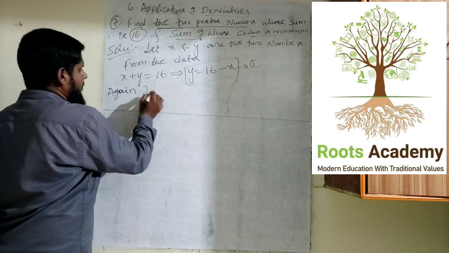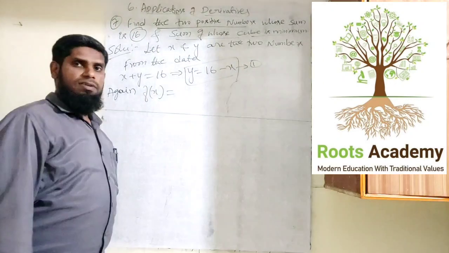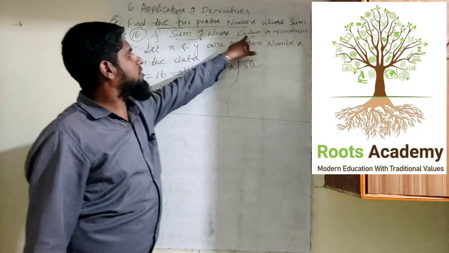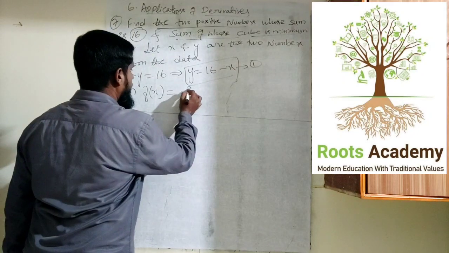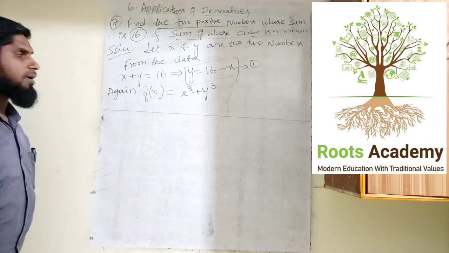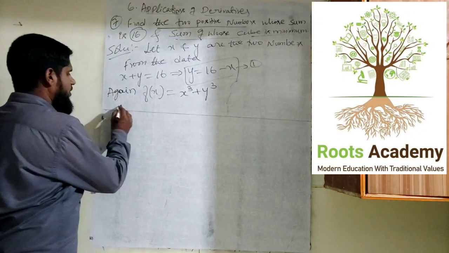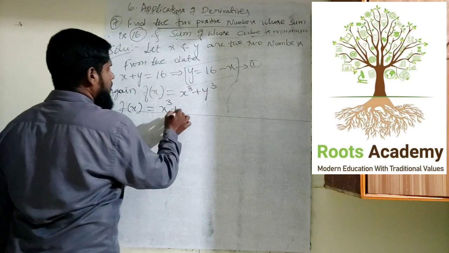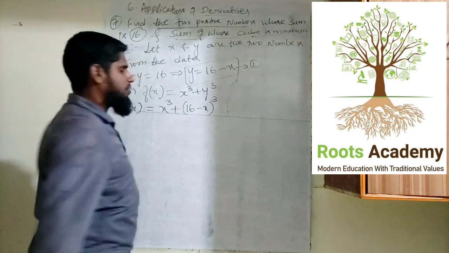Again, the other data is always our f of x. He said sum of whose cube, that means x cube plus y cube. What is x cube plus y cube here? f of x is equal to x cube plus y, which is (16 minus x) whole cube.